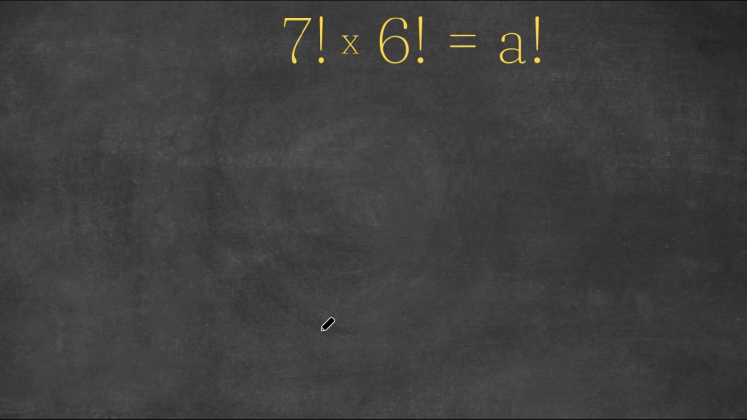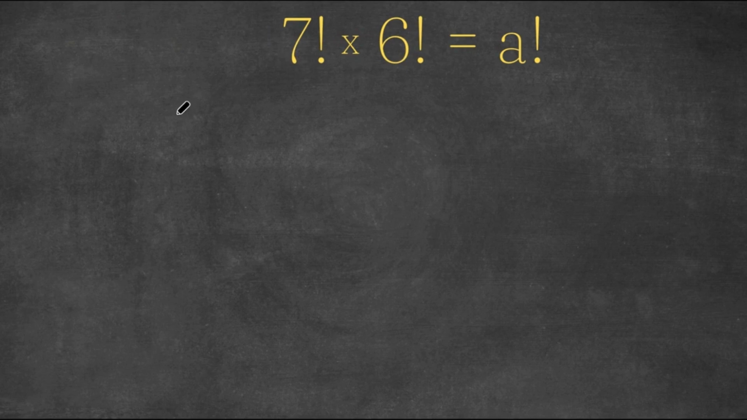In today's video, we have the equation 7 factorial times 6 factorial equals a factorial. And we want to find the value of a. Well, first, let's rewrite these.